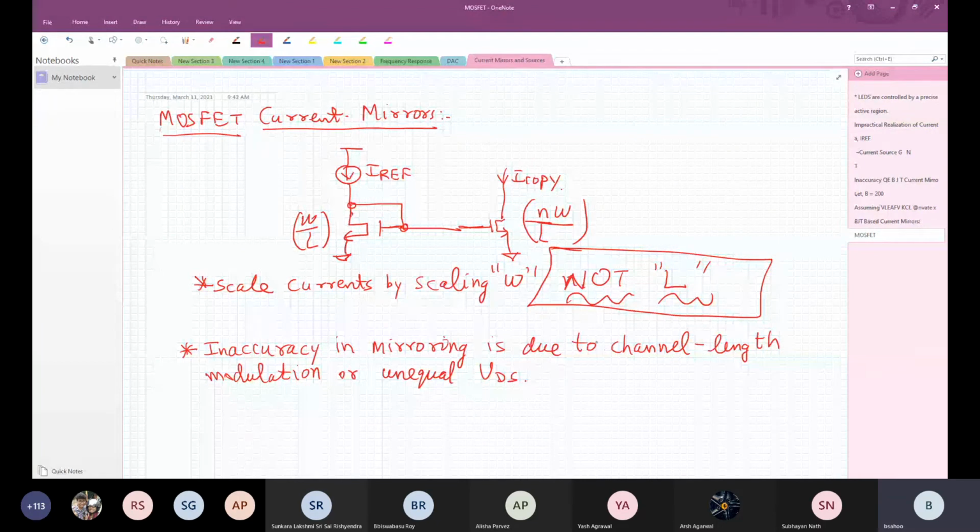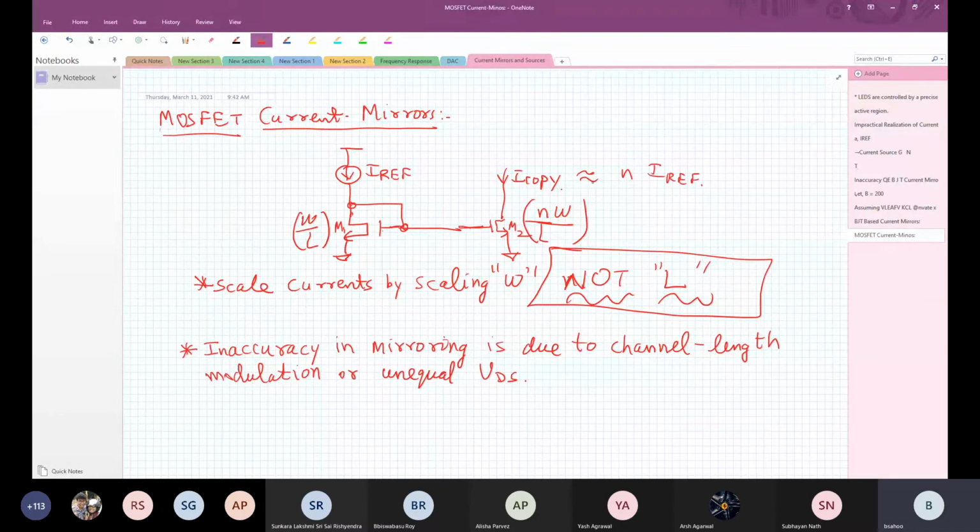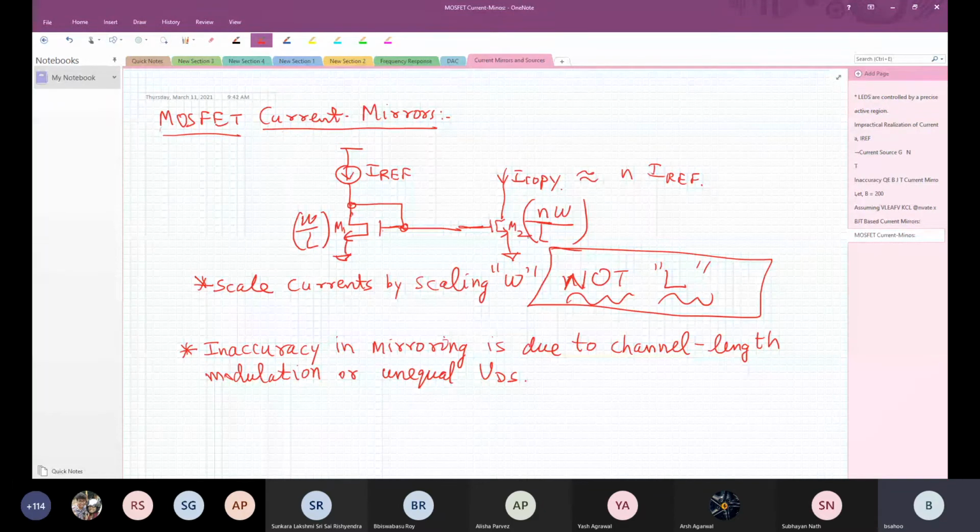Okay, so that means I have to match the VDS of M1 and match the VDS of M2. Only when the two VDSs are matched will they cause the currents to be exactly equal, or scaled versions. Here I copy is roughly equal to N times I ref, and the roughly equal to is because of the VDS. If they're not equal, then there will be a mismatch in the current. So the key takeaway in MOSFET current mirrors is you scale the currents by scaling the width. Do not reduce the L. Do not. Okay, very, very important.